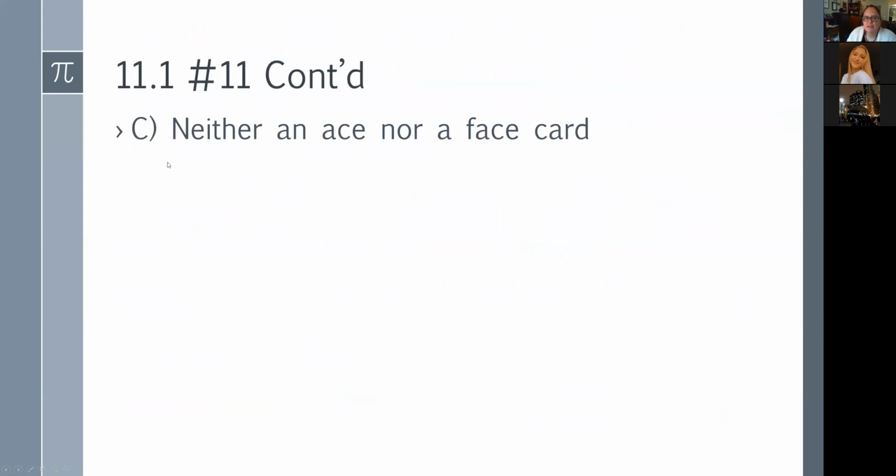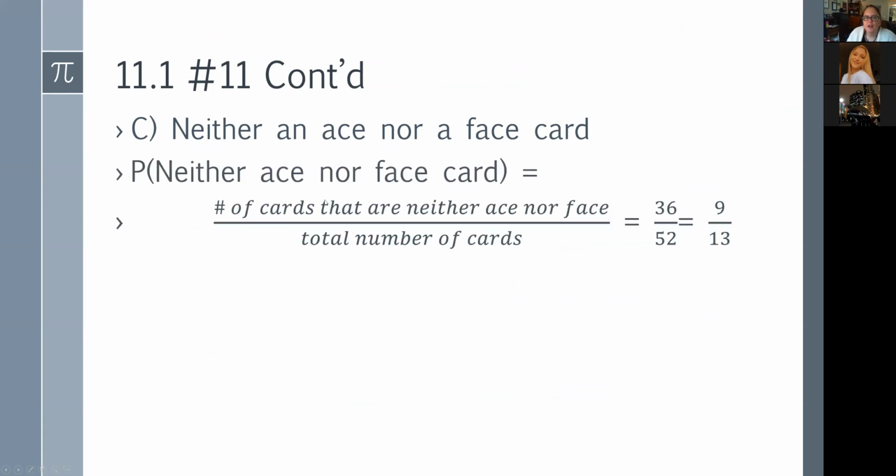Part C is the probability that we get neither an ace nor a face card. So this is going to be the number of cards that are neither ace nor face cards out of the total. And this will be 36 out of 52, which reduces down to 9 out of 13.